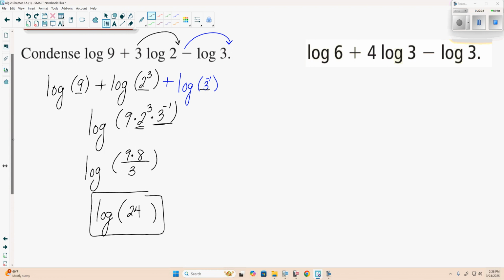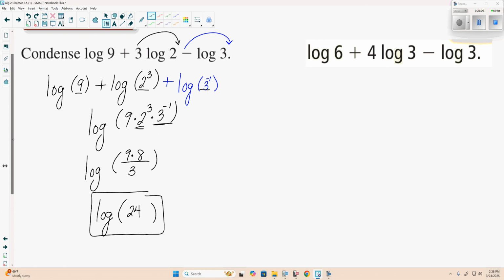So log of 9 plus 3 log of 2 minus log of 3 is the same as log of 24. Those will give you the exact same value. Questions on this here? All right, we're going to look at the next one.